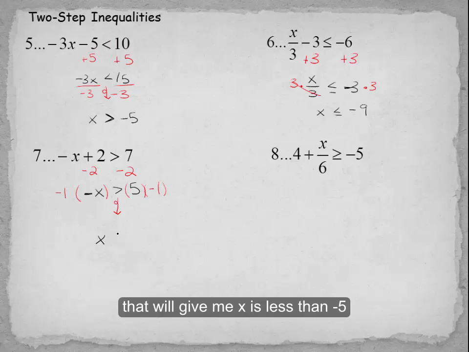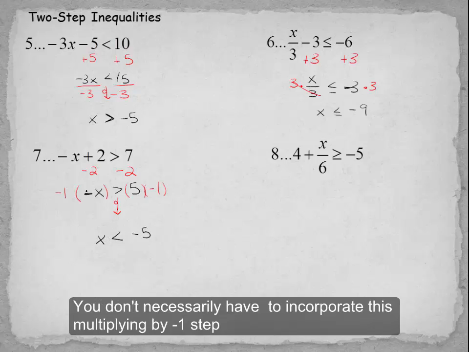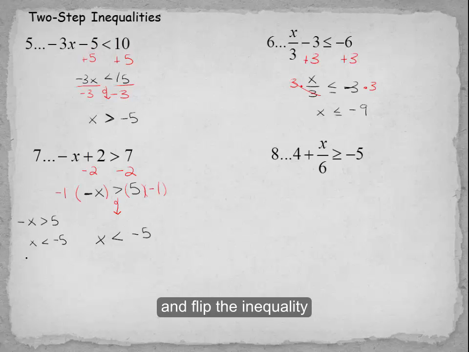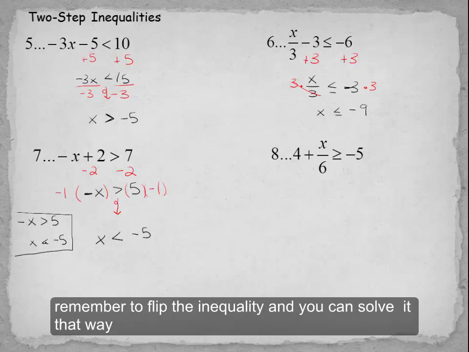That will give me x is less than -5. Now, you don't necessarily have to incorporate this multiplying by -1 step. If you have a negative variable, you can change both signs and flip the inequality. And just remember to flip the inequality and you can solve it that way.